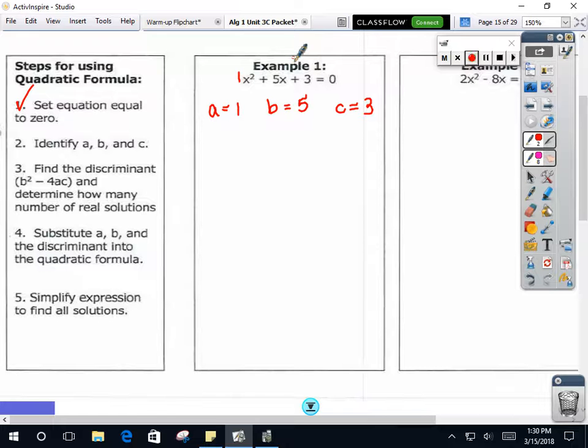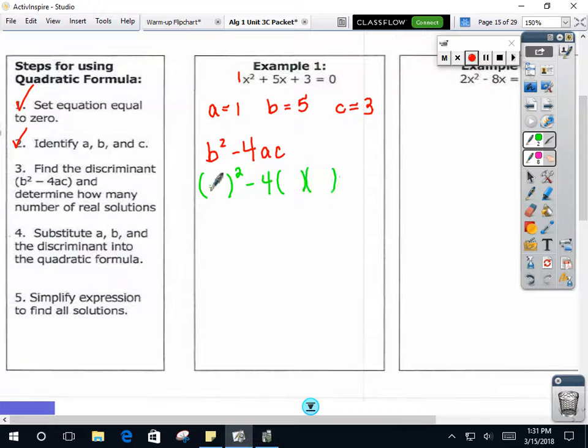Now, yesterday and the day before, we learned a method that would solve this called completing the square. But in a minute, I'll show you why completing the square is not the best way to go with this one. So now we're going to do quadratic formula. So we've identified the a, b, and c. Now we're going to do step 3, find the discriminant. The discriminant is b squared minus 4ac. And isn't that the part of the formula that's up under the square root? Okay, that's called the discriminant.